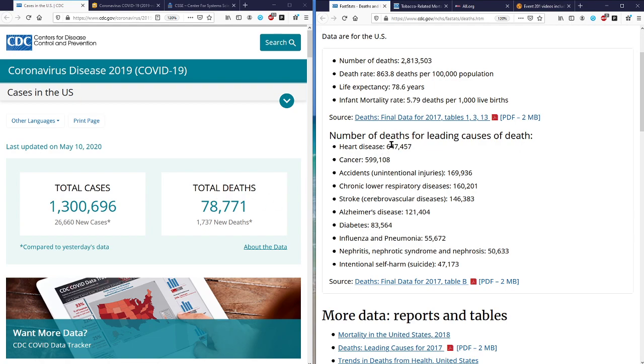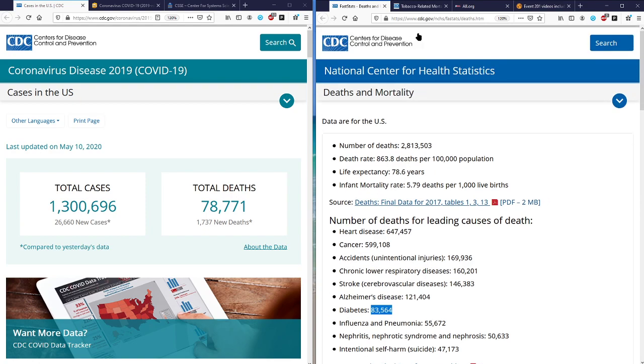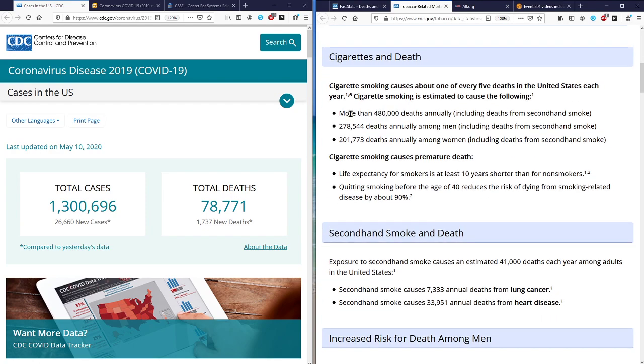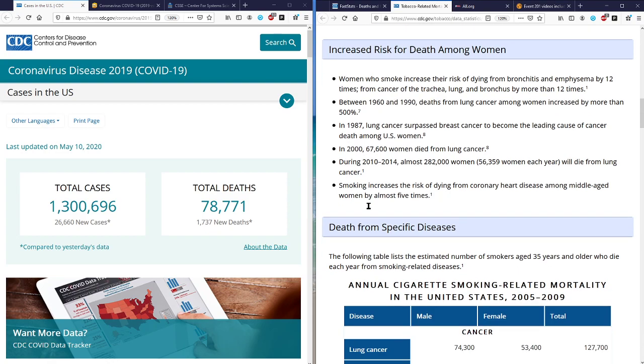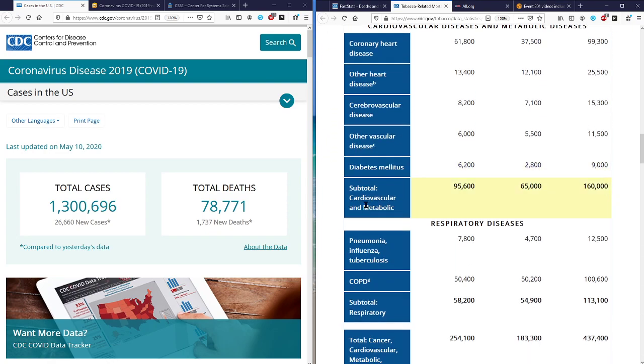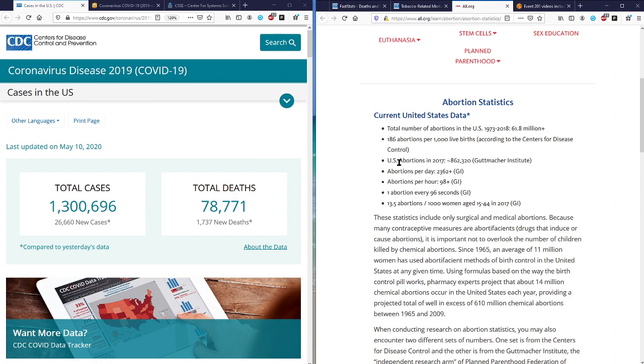I would say, if you just looked at the numbers, this number looks much more scary to me than this. This number looks really scary, much more scary than this. This looks much more scary than this. This is sad too. Looking at this, this looks much scarier. This looks much scarier. And then this, 862,000, that is also sad.